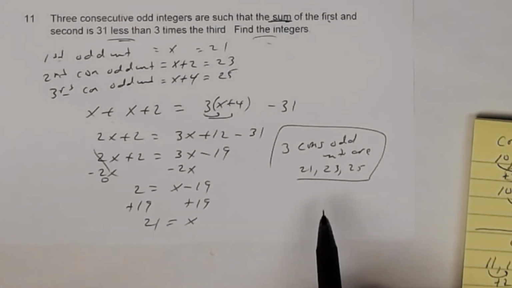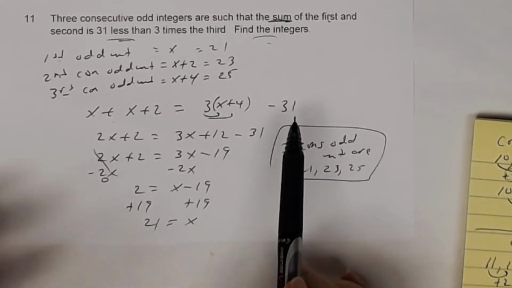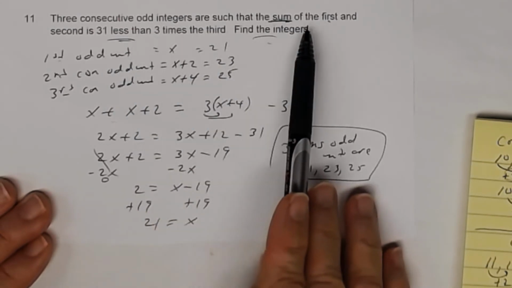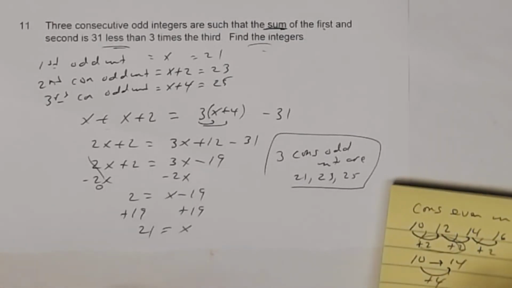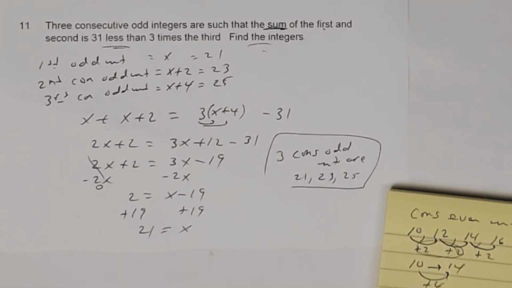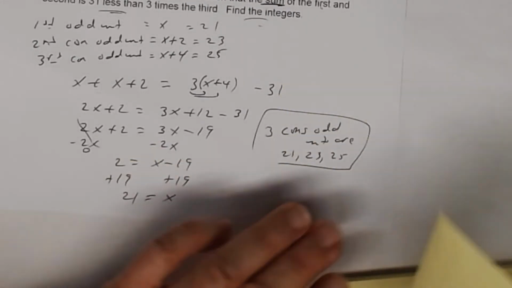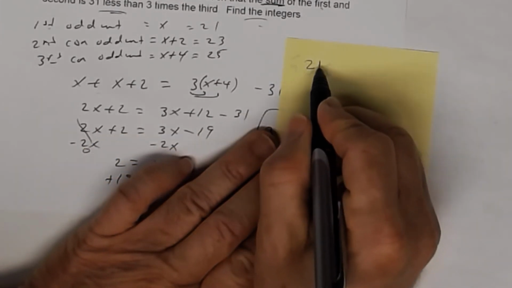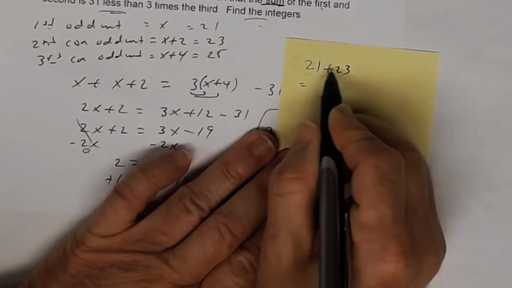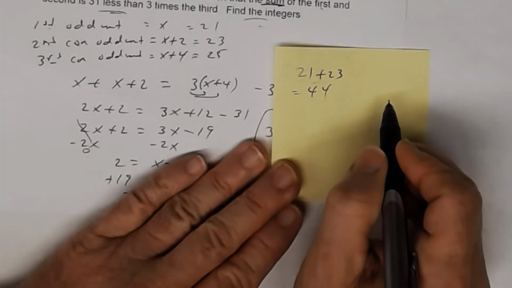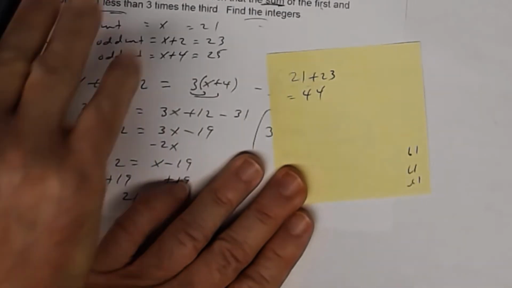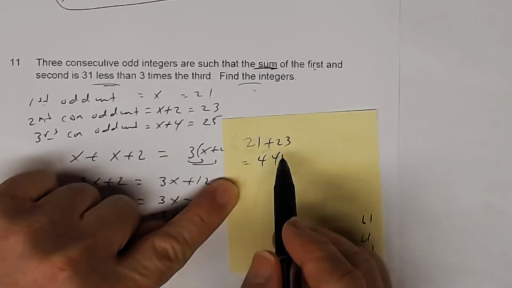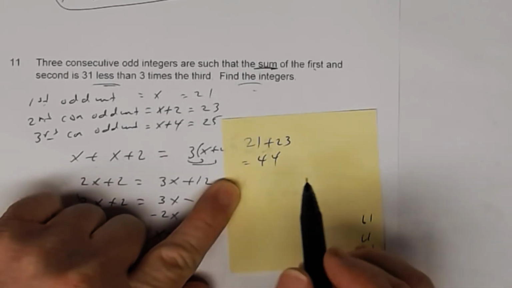So they are consecutive odd. I did find that. And then you're told that when you add the first and the third, I'm sorry, the first and the second, so kind of meaning this. Let me go ahead and write that here. So this says that when you add the first and the second, so 21 plus 23, that is, was that 44? So when you add the first and the second, then that sum here is 31 less than 3 times the third.